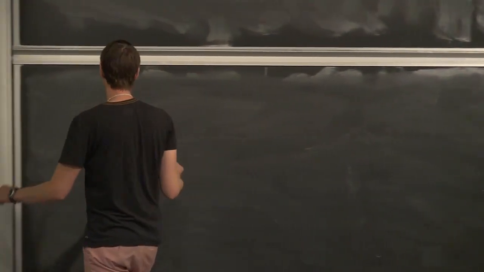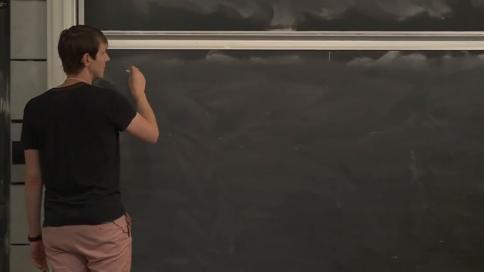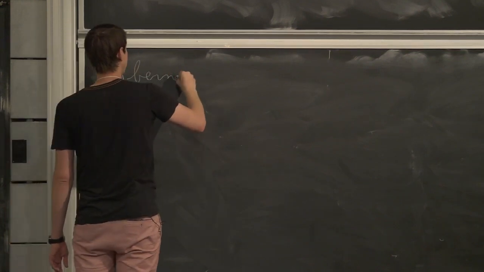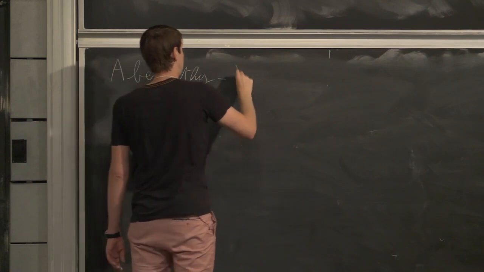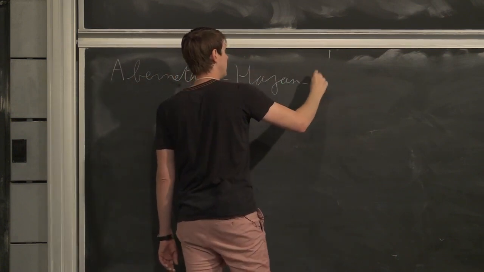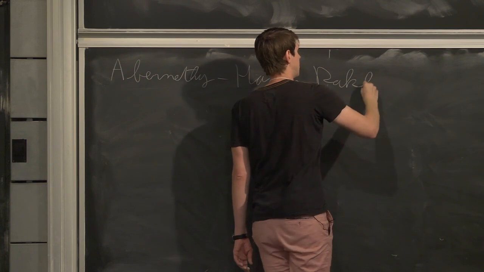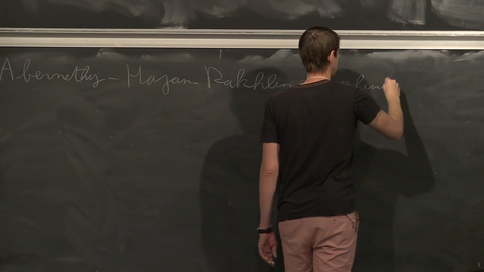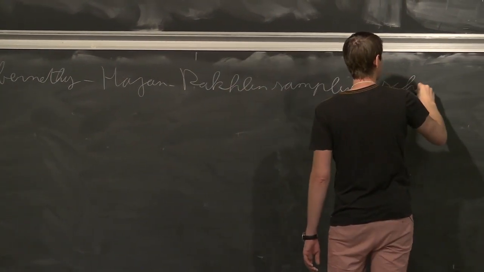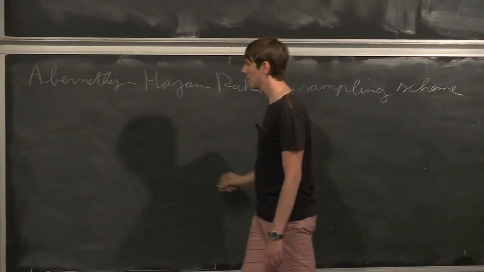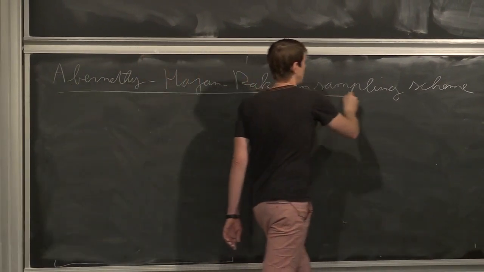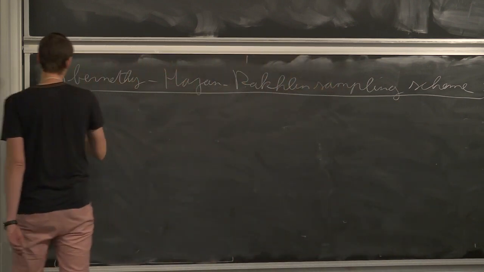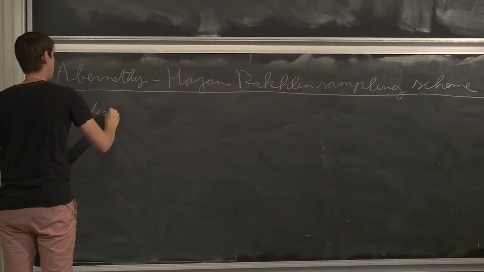So let me tell you one way to solve these problems, which is suboptimal but very beautiful and very insightful. So this is the Abernethy-Hazan-Rakhlin sampling scheme. It solves everything at the same time by relating it to a well-known theory in optimization. So, relation to interior-point methods.